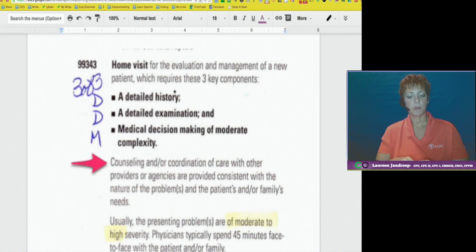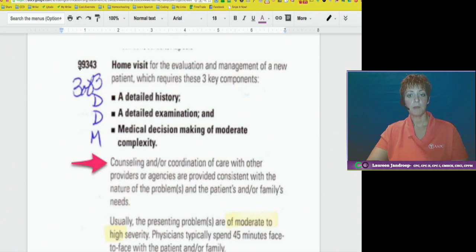So we've got 3 bulleted key components here. They always are the same for E&M. History will always be the first bullet. Exam will always be the second bullet. And medical decision-making will always be the third bullet.